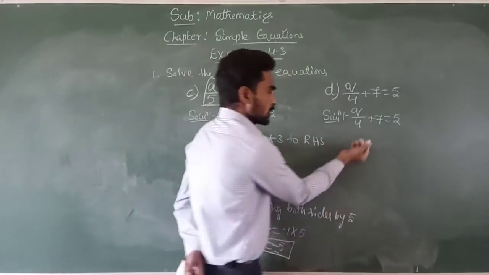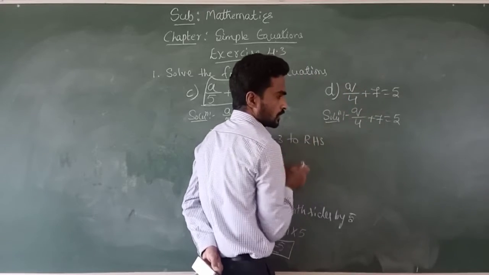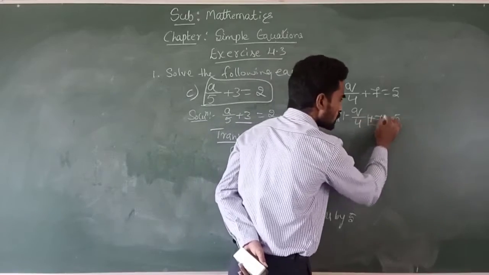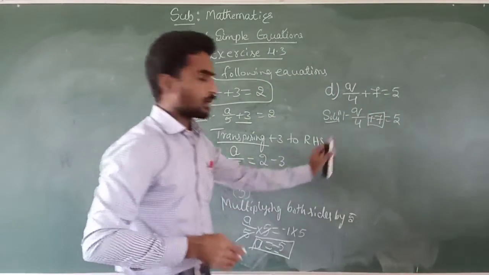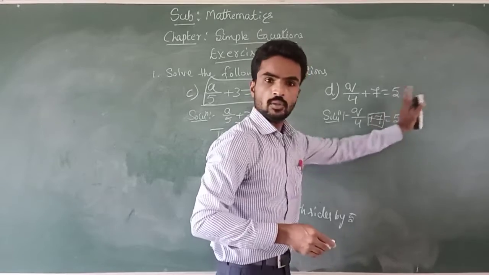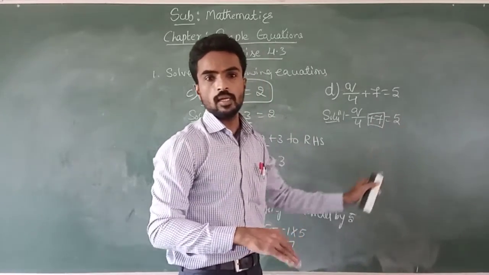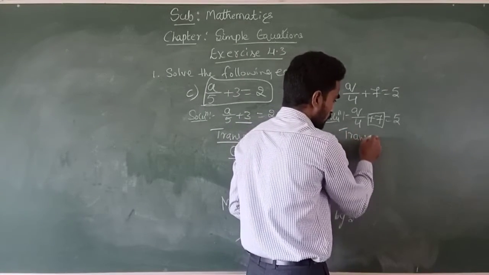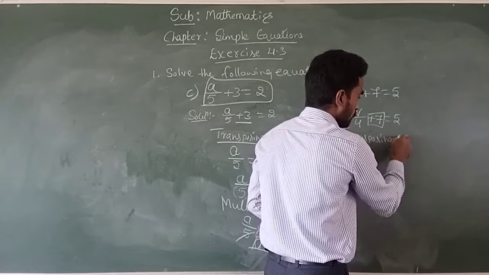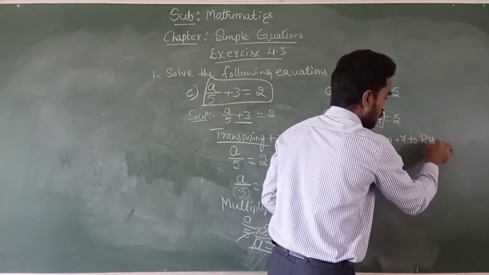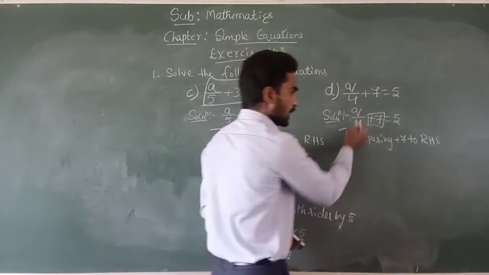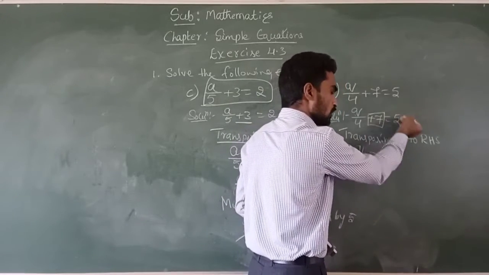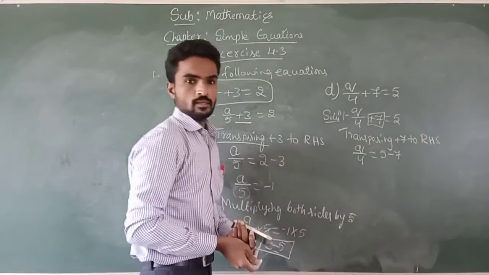Now just observe the LHS of this equation. Here the LHS is q divided by 4 plus 7. Here plus 7 is there. We can transpose this plus 7 to the RHS, then it will be negative 7. Transposing plus 7 to the RHS, we get q by 4 is equal to 5. This plus 7 goes to the RHS and becomes minus 7.